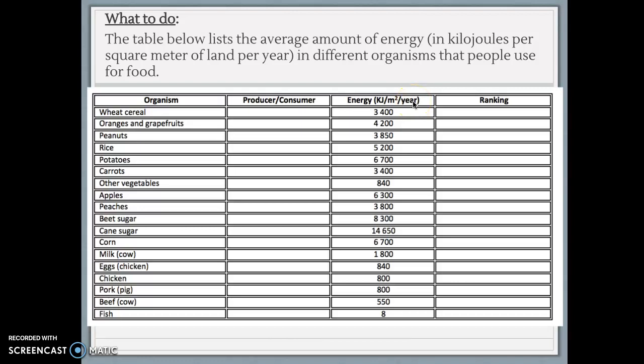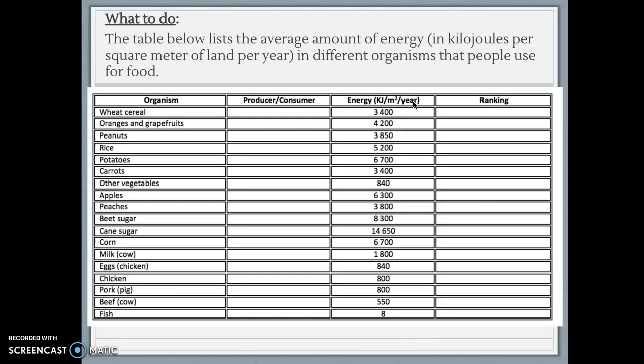Okay, what is a kilojoule? In Europe, they use kilojoules on their food labels, much like we use calories on our food labels. It's just a difference in preference of what unit we use. There is a conversion where 1 calorie is equal to 4.2 joules.